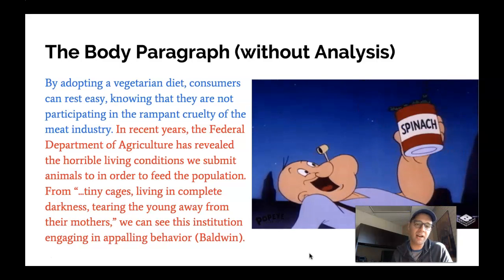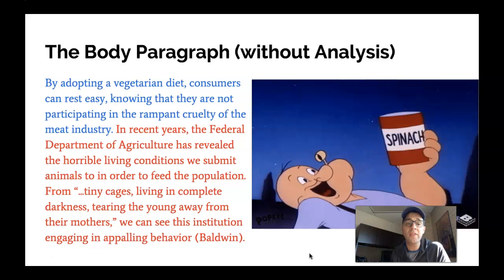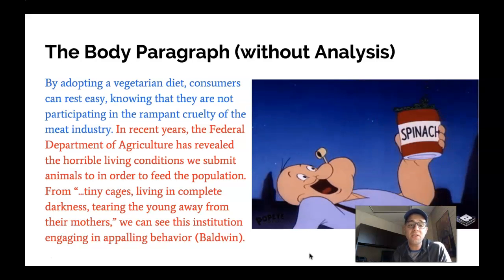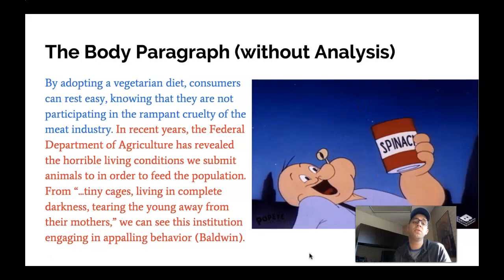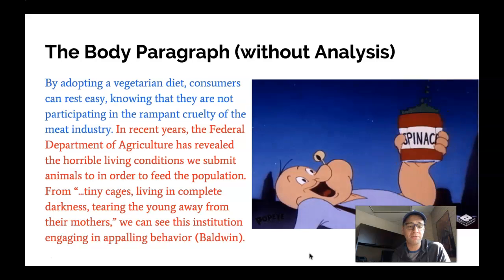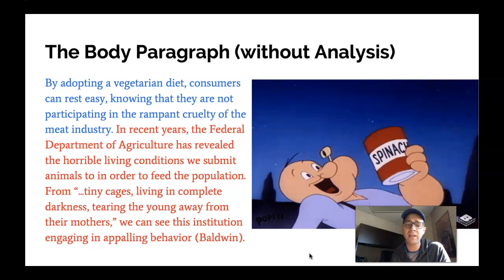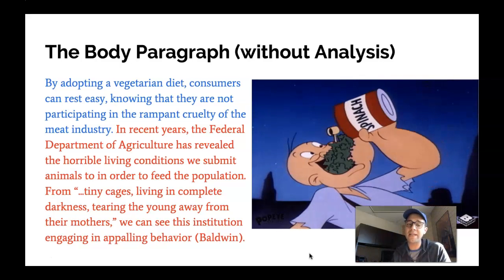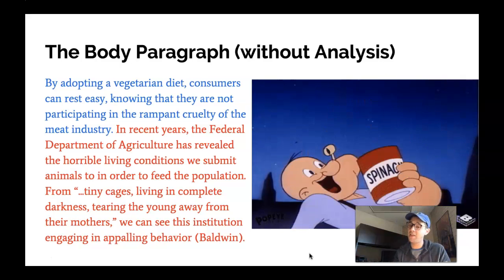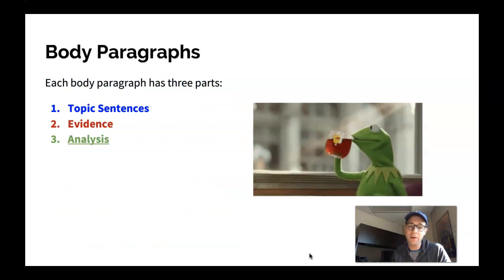By adopting a vegetarian diet, consumers can rest easy knowing that they are not participating in the rampant cruelty of the meat industry. In recent years, the Federal Department of Agriculture has revealed the horrible living conditions we submit animals to in order to feed the population. From tiny cages, living in complete darkness, tearing the young away from their mothers, we can see this institution engaging in appalling behavior. So that's what I've got so far. That's without my analysis. So the last part of TEA is analysis.